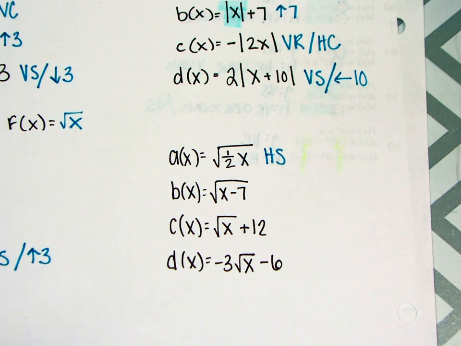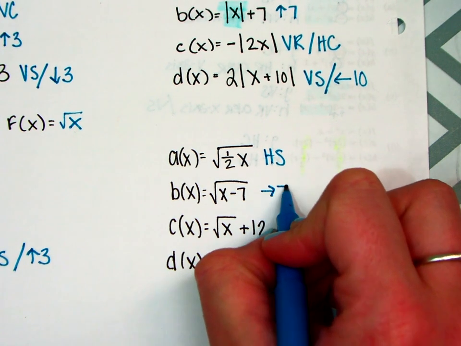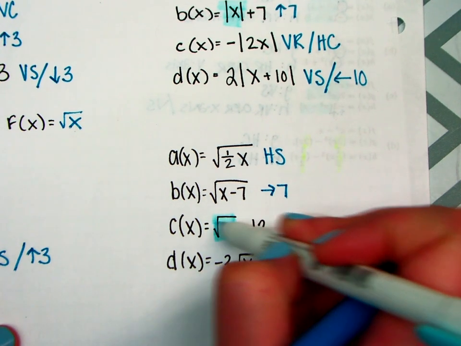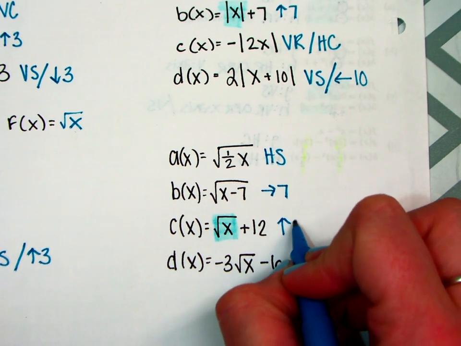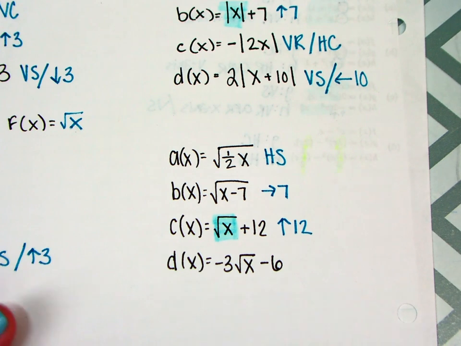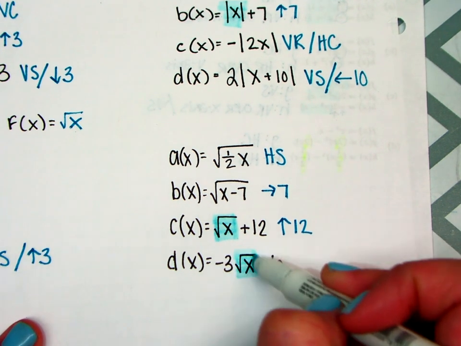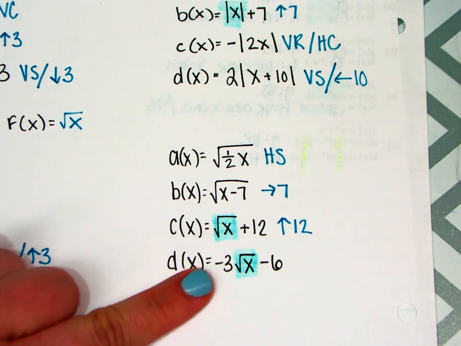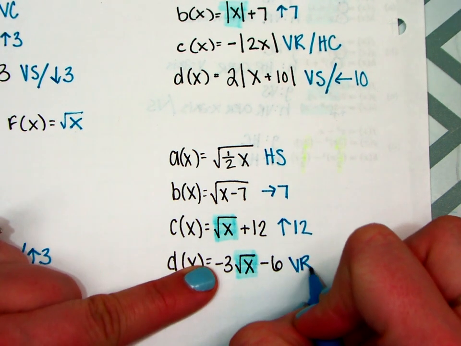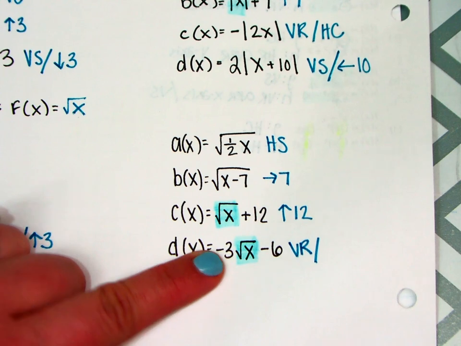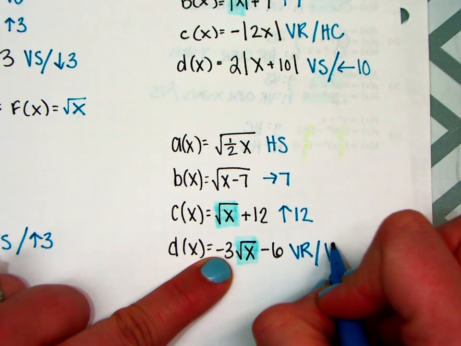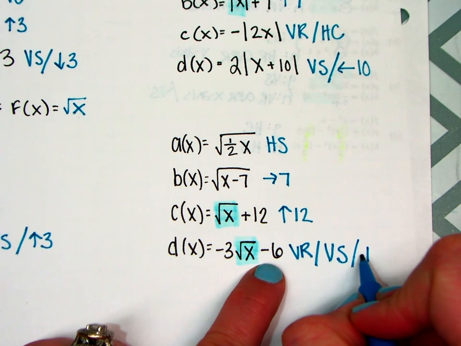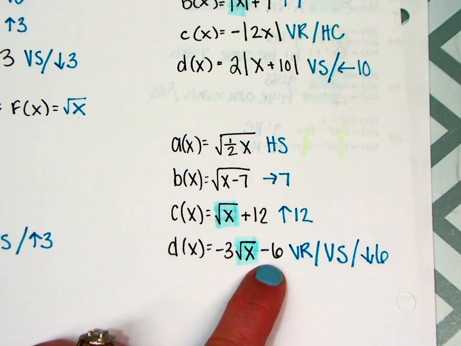On B, the negative is inside the function, so it goes right 7. On C, the square root of x is unaffected, so that plus 12 just means go up 12. And on D, the square root of x is also unaffected, but lots of things are happening here. The negative on the outside is a vertical reflection over the x-axis. The 3 is a vertical stretch, meaning it's being pulled. And then the negative 6 is also outside, so it goes down 6.